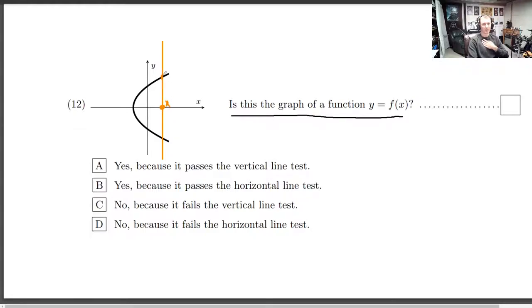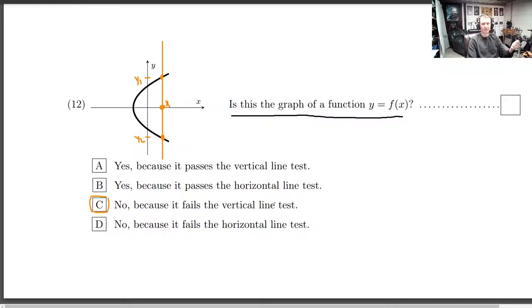Right, I have this output, y1, and I have this output at a height of y2. And that's not okay for a function. A function's only supposed to have one output for any one input. So this is not a function. And what kind of line did I use here? That's the vertical line that I used. So the answer is no, it's not a function, because it fails the vertical line test.